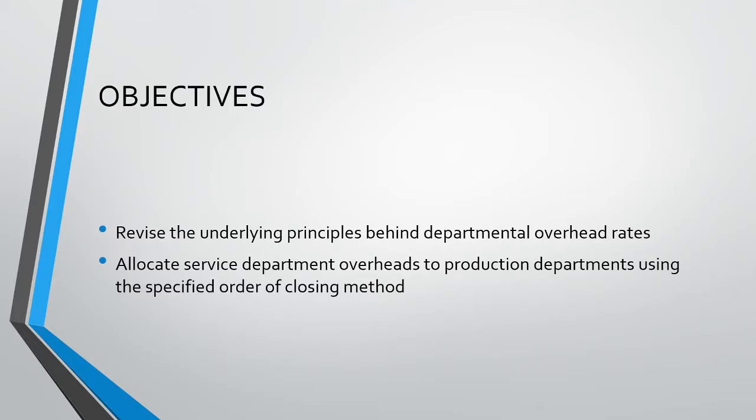As with our previous video, we will begin by revising the underlying workings of the departmental overhead rates. Once we have done this, we will continue with our example, this time using the specified order of closing method to allocate our service department overheads to the production departments.